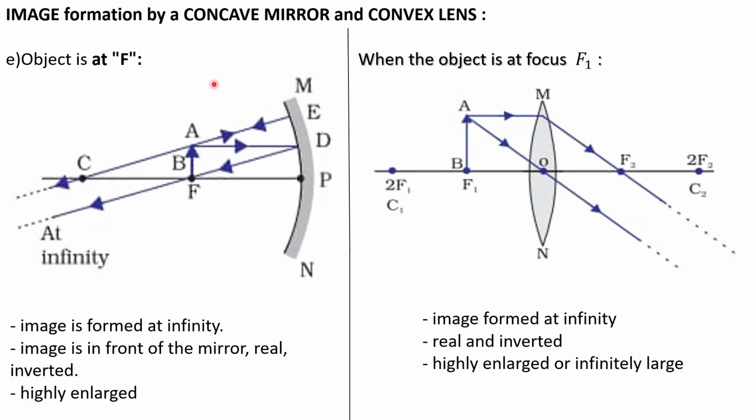And then when the object is at F, the image is formed at infinity. In both the cases, the image is formed at infinity, be it concave mirror or the convex lens. The image is a real and inverted image. Here it is formed in front of the mirror and here it is formed on the other side of the lens. The image is a highly enlarged image. As we discussed earlier, when the object is placed at infinity, the image is formed at F. And when the object is placed at F, the image is formed at infinity.